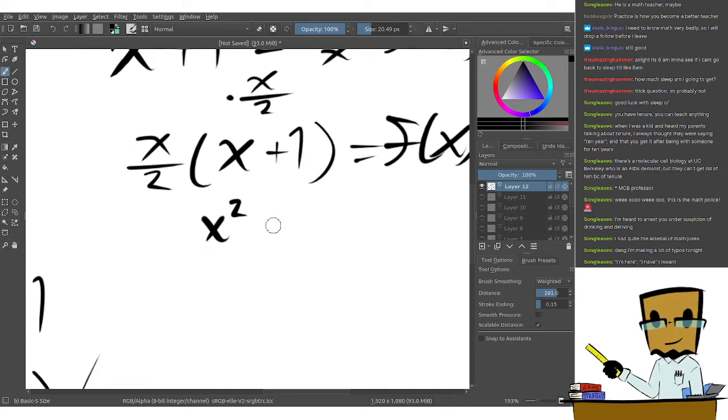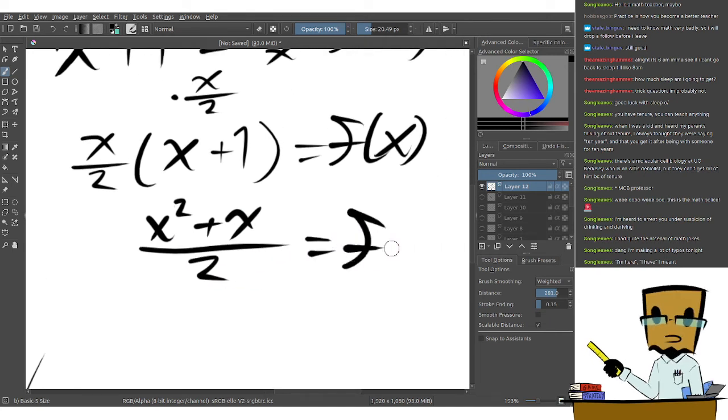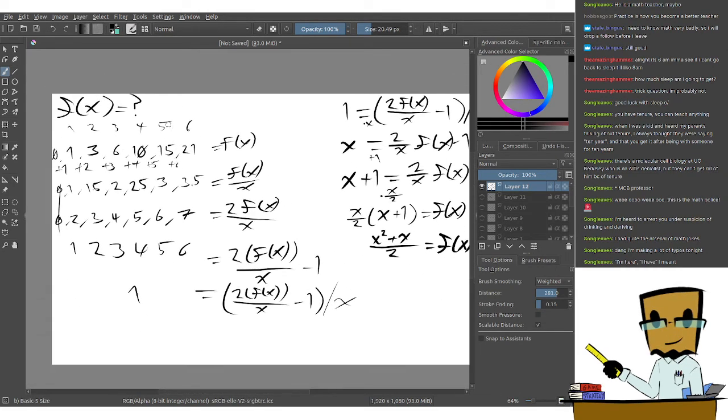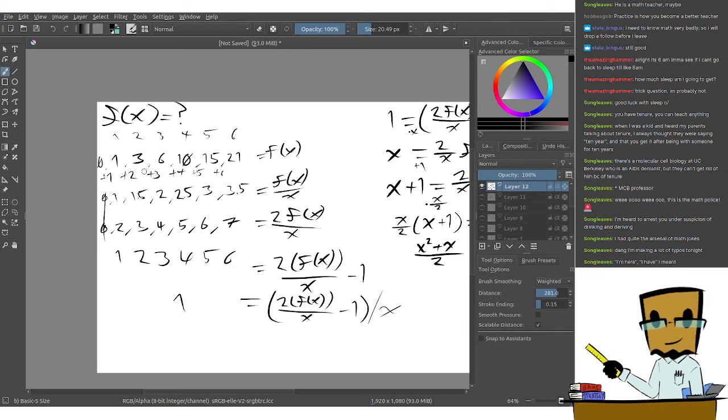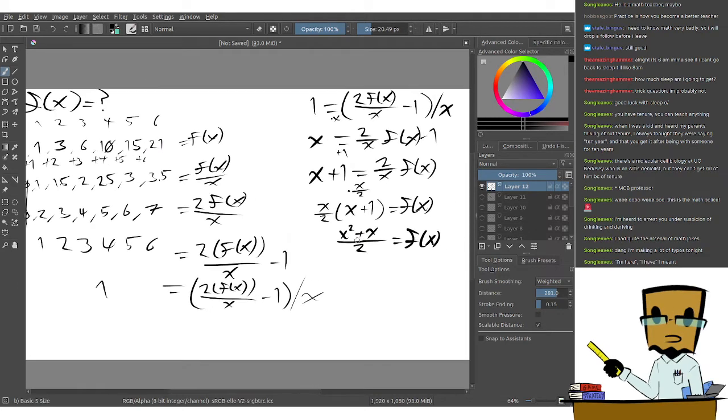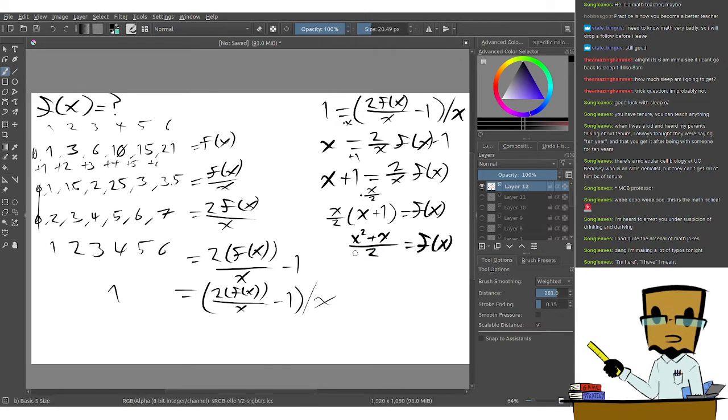So, we just multiply it out. X times x plus x times 1 over 2 equals f of x. But now we can take it back up here. So, 1 plus 2 plus 3 plus 4 plus 5 plus 6. Go all the way up to 6. We can just substitute 6 into there for the x's. So, we get 6 squared plus 6 over 2. So, 36 plus 6, 42 over 2, 21. There you go.